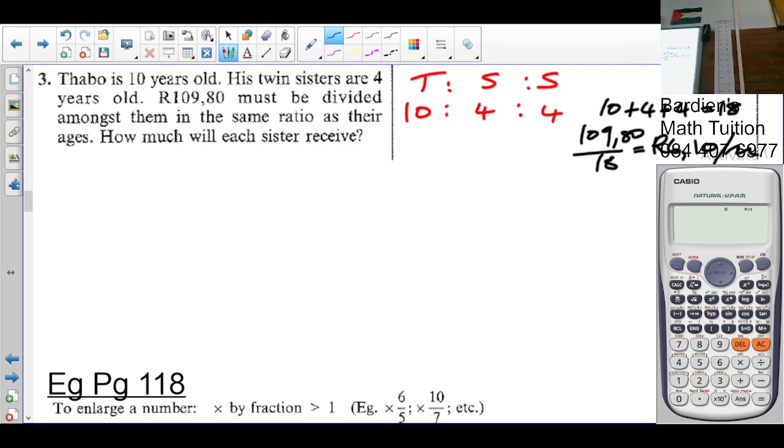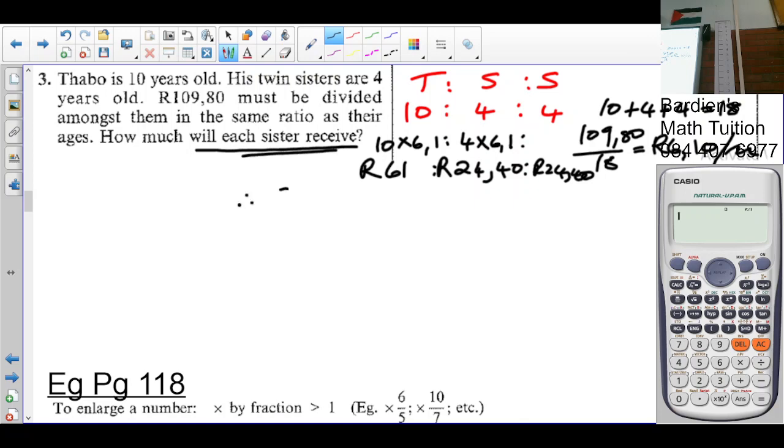Not so? So Tambo gets 10 of those units, so it's 10 times 6,1, which is 61 rand. The sister gets 4 times 6,1, which is 24 rand and 40 cents. Is that correct? Yes. And the other sister gets the same. So the question says, how much will each sister receive? So each sister will receive 24 rand and 40 cents.